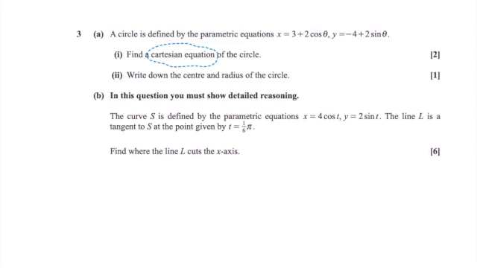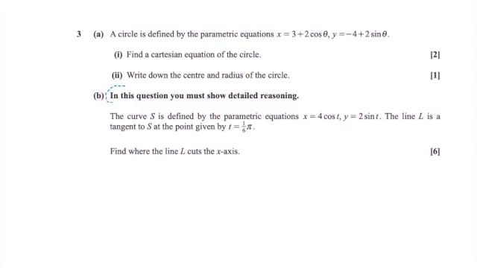That means an equation just in terms of x and y with no theta. And in the second part of the first question, we have to write down the centre and the radius of the circle. Write down means it's going to take us no working or anything like that. We just write the answer down and you'll notice it's only worth 1 mark.